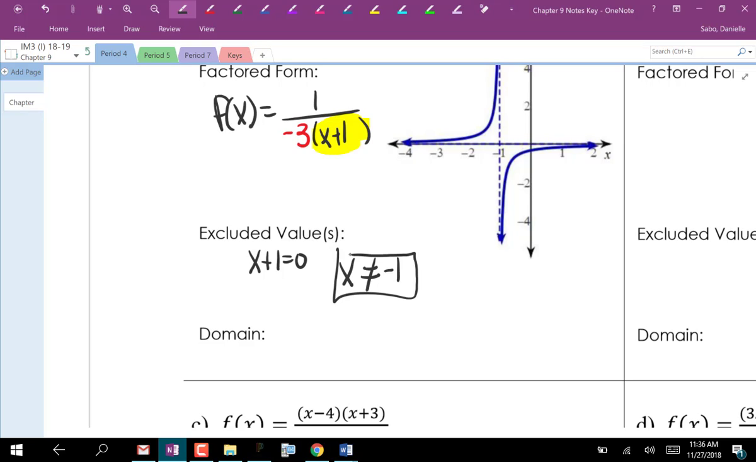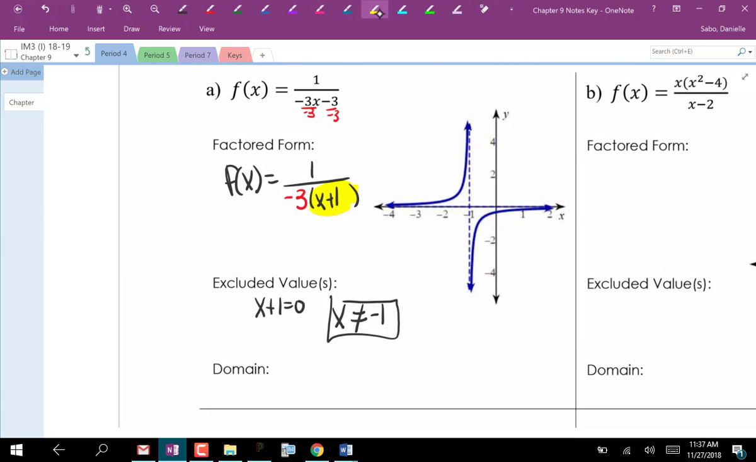Now let me explain what this means graphically. I'll give you a second to write things down so that you can pay attention to what you're actually doing, because that's the biggest thing. You find this -1, you're like, cool, excluded value is -1, but do you know what that means? I'll explain it in a second. Okay, so what that means, I'm going to take that same exact highlighter and highlight this piece, because they all correlate with each other. X plus 1 in the factored form tells me that I have an excluded value at -1.